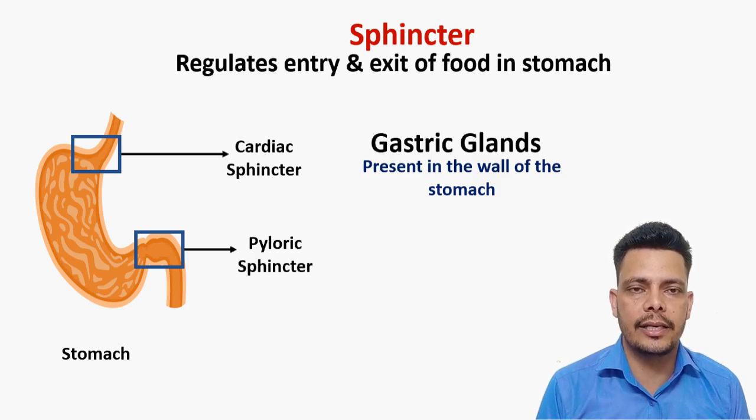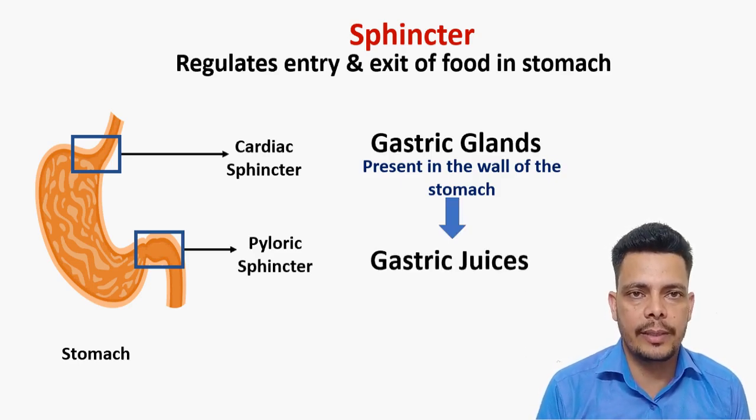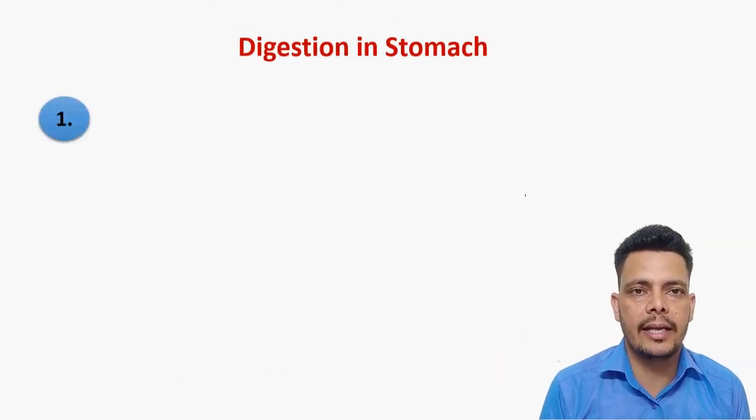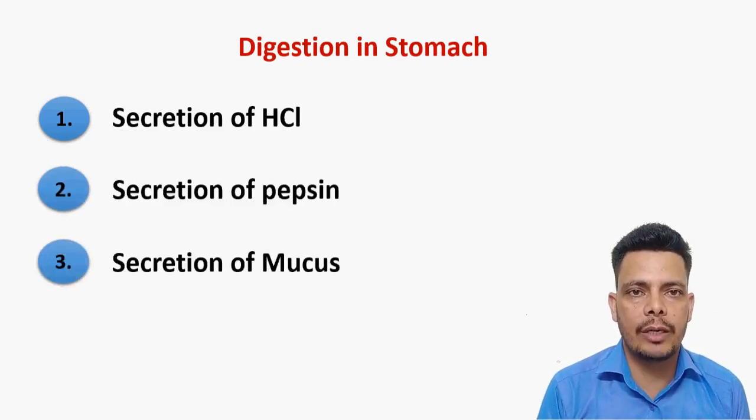secrete the secretions. We call it gastric juices. So in the stomach, gastric juices are secreted. In the gastric juices there are three things present. The first is hydrochloric acid or HCl, the second is pepsin, and the third is mucus. These three things are secreted. Let's study one by one.